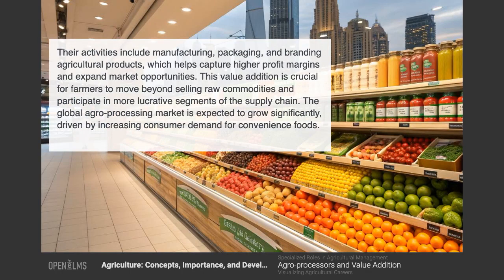Their activities include manufacturing, packaging, and branding agricultural products, which helps capture higher profit margins and expand market opportunities. This value addition is crucial for farmers to move beyond selling raw commodities and participate in more lucrative segments of the supply chain. The global agro-processing market is expected to grow significantly, driven by increasing consumer demand for convenience foods.